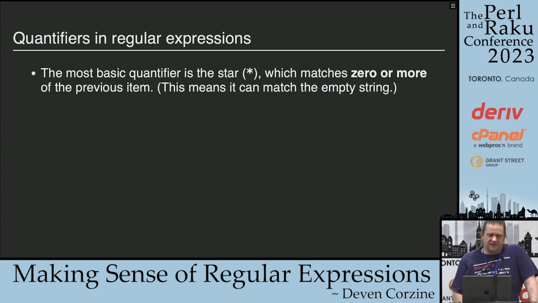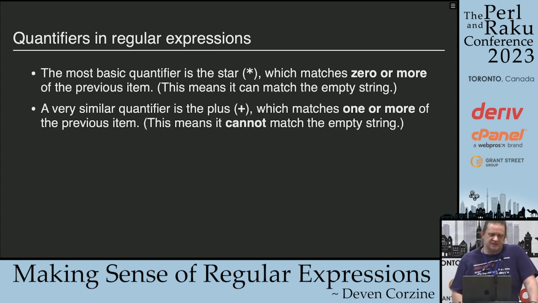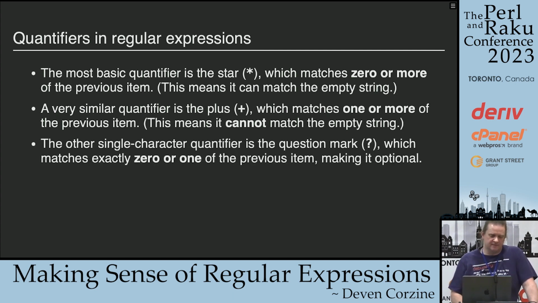The most basic quantifier is the star, which matches 0 or more of the previous item, which means it can also match the empty string. A very similar quantifier is the plus, which matches 1 or more of the previous item, so it cannot match the empty string.